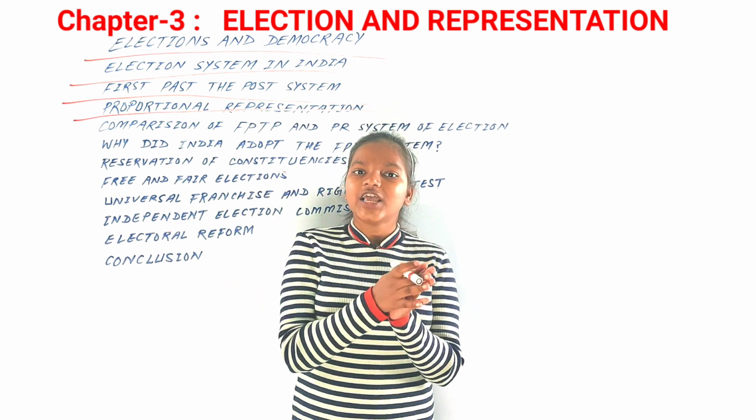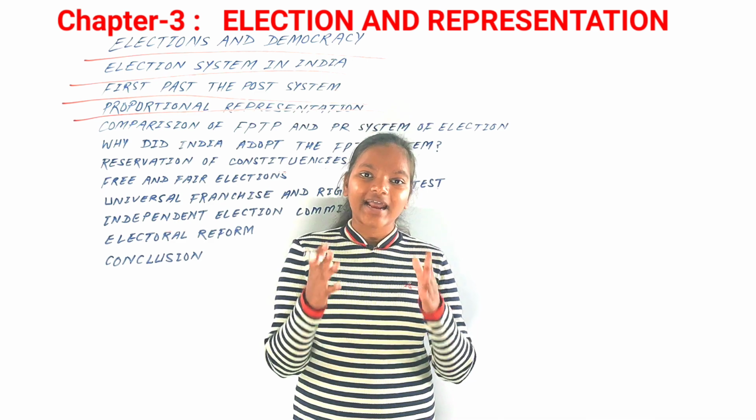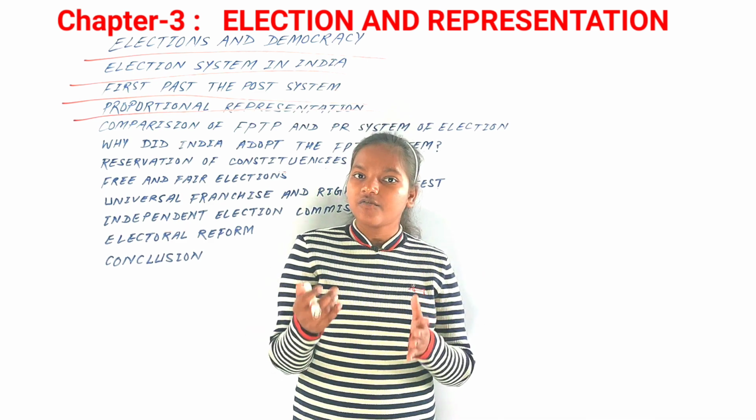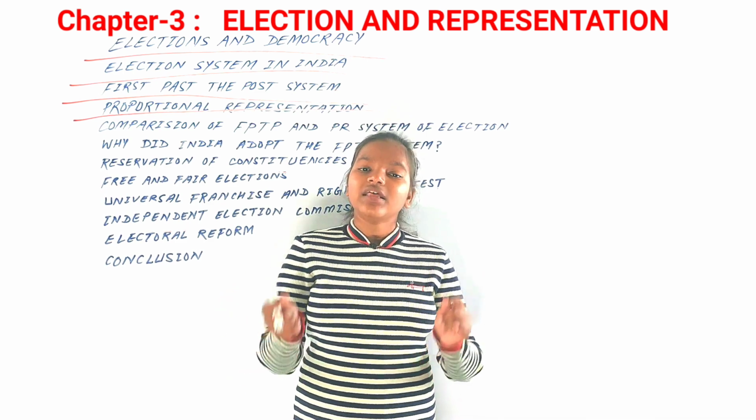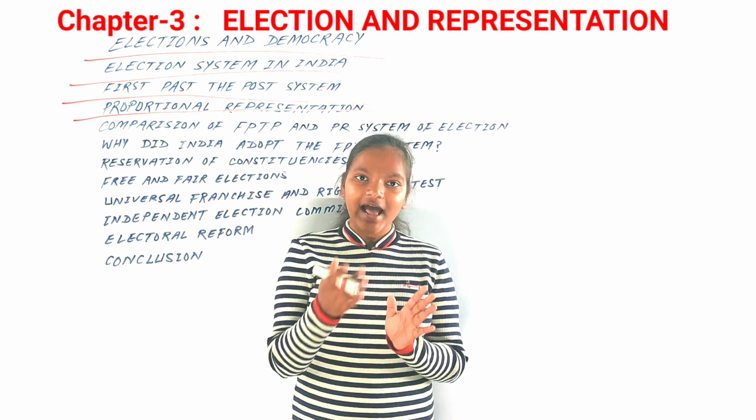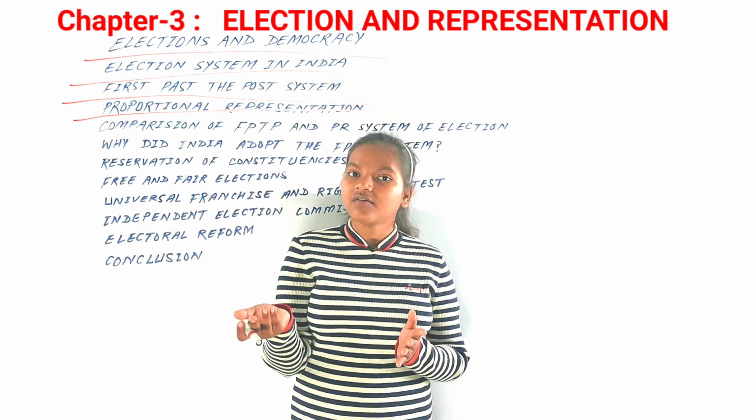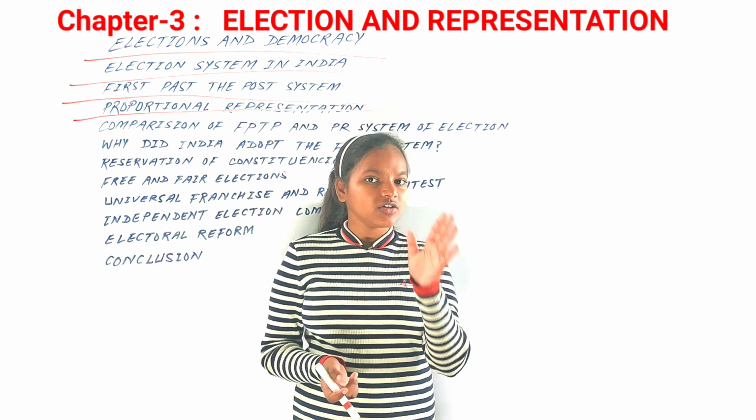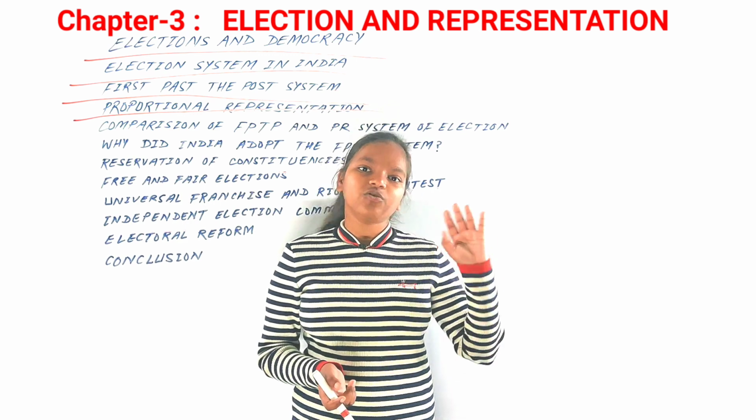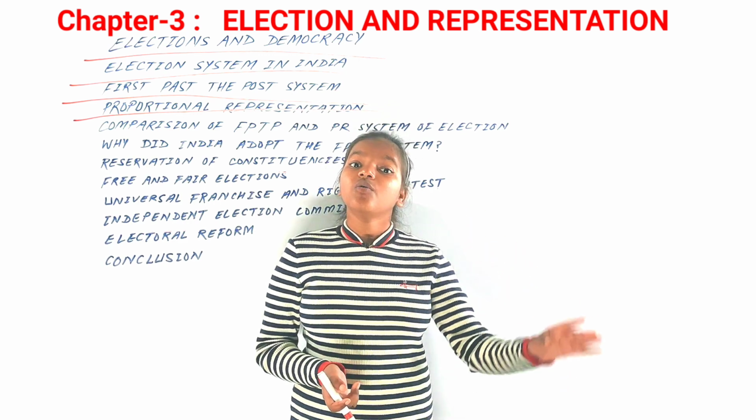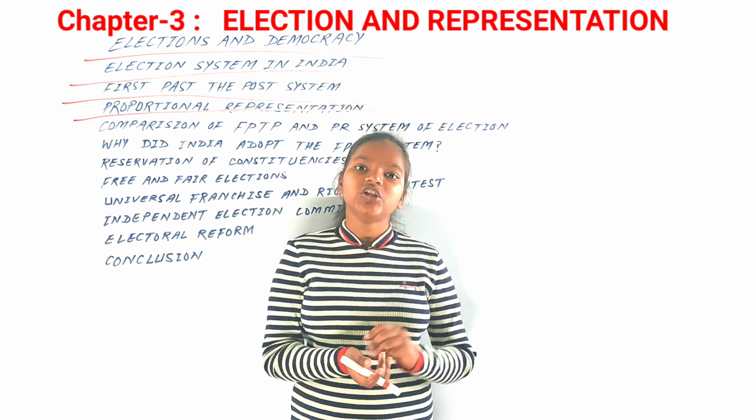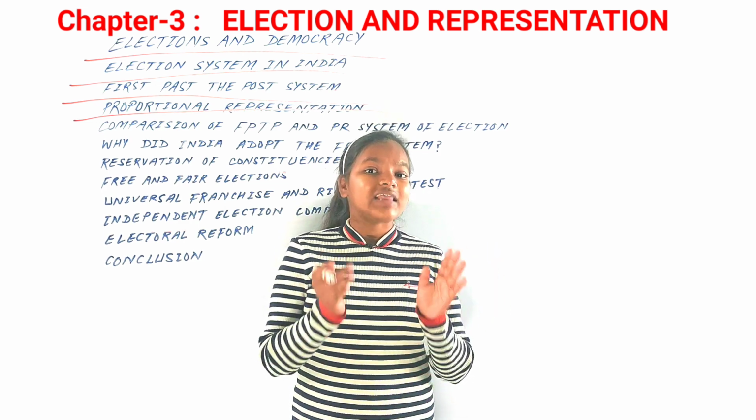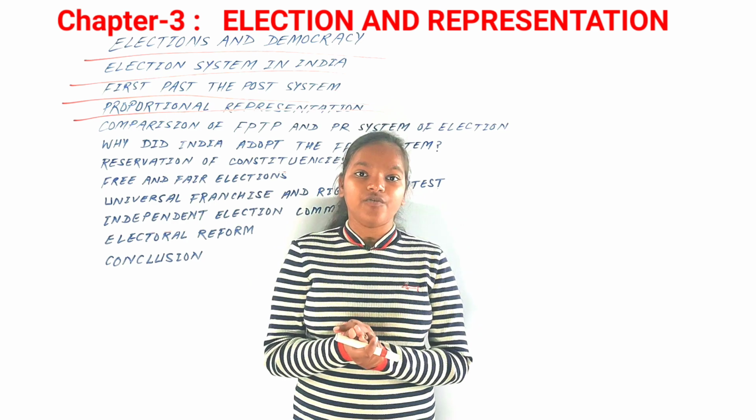Now in the first variation, what happens is that each party fills a preference list. Then after that, if it has won 20% of the votes, then according to that the party would get 20% of the seats. So from that preference list, it would choose its nominees. So that is how the PR system works.